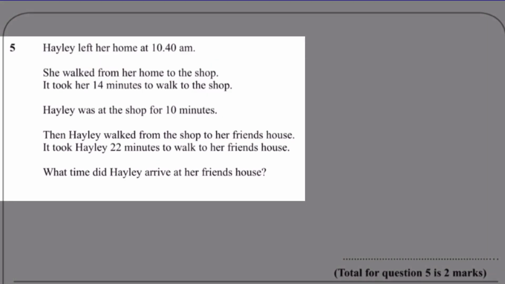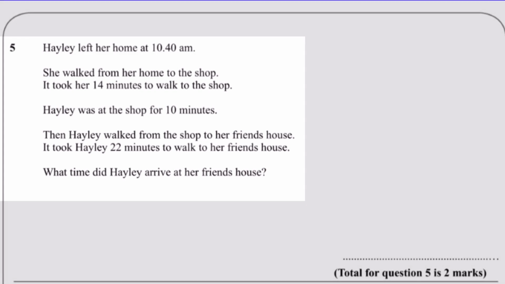Question 5. First thing is read the question. It's a little bit longer, this question, so let's go through it. Haley left her home at 10:40 a.m. Okay, that makes sense. She walked from her home to the shop. It took her 14 minutes to walk to the shop. That makes sense. Haley was at the shop for 10 minutes. Fair enough. Then Haley walked from the shop to her friend's house. It took Haley 22 minutes to walk to her friend's house. What time did Haley arrive at her friend's house?